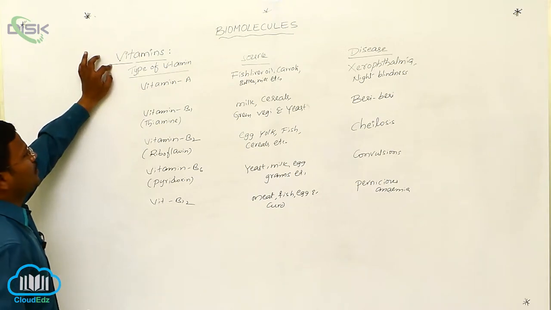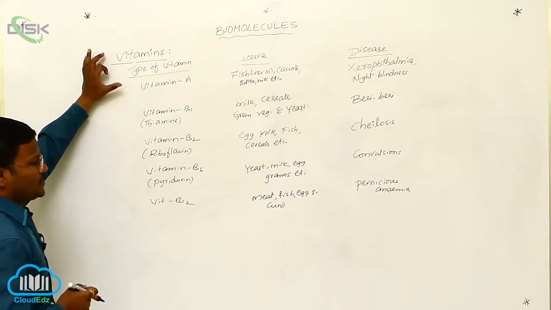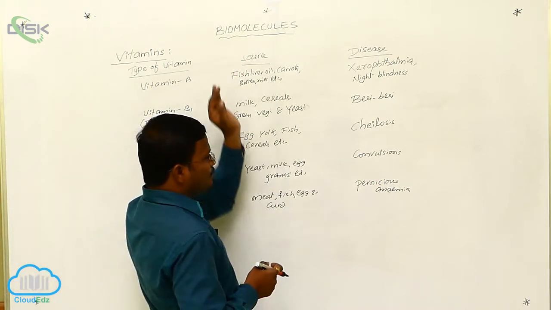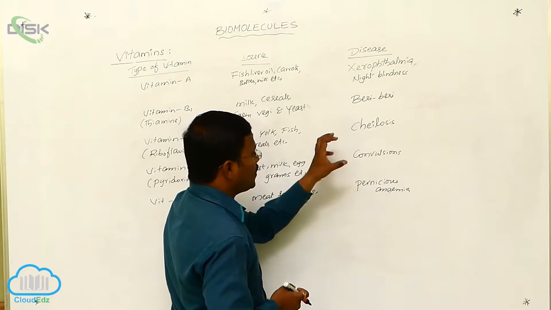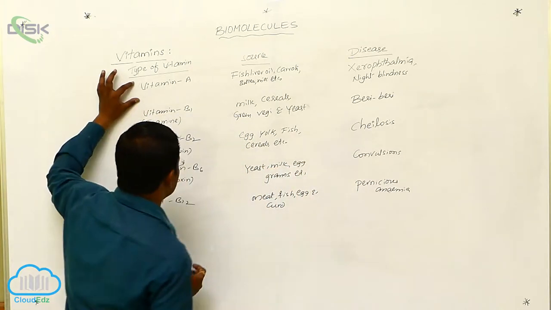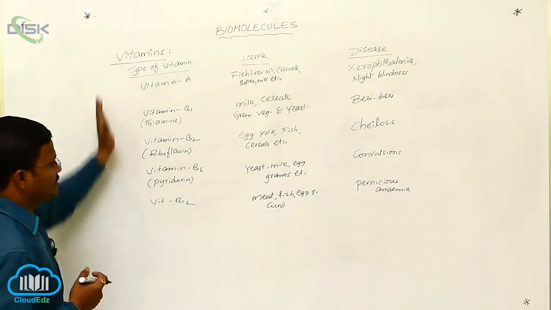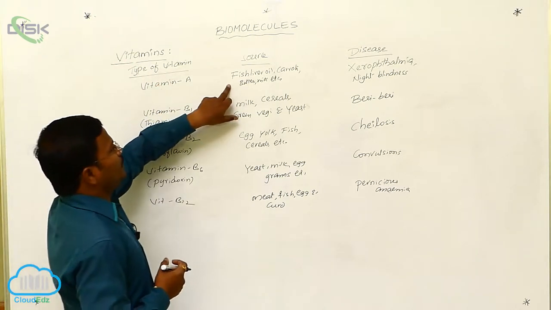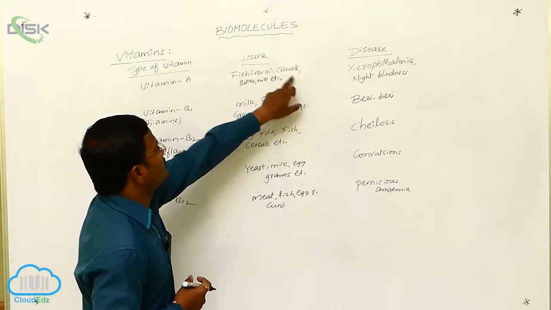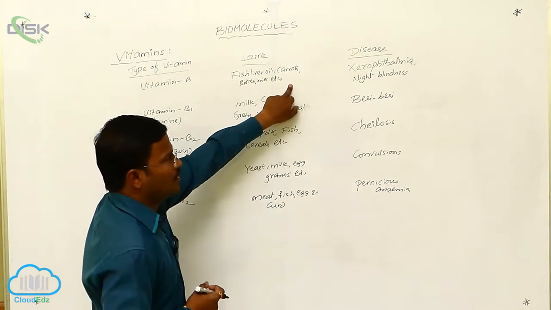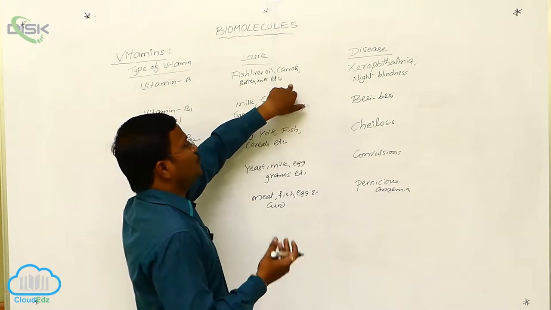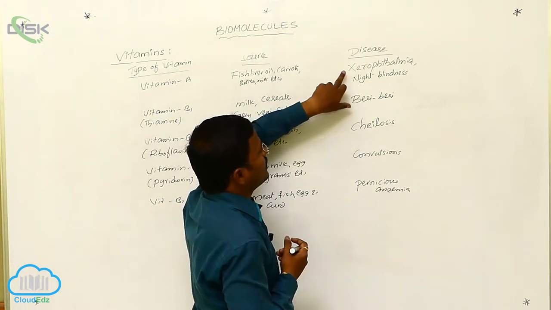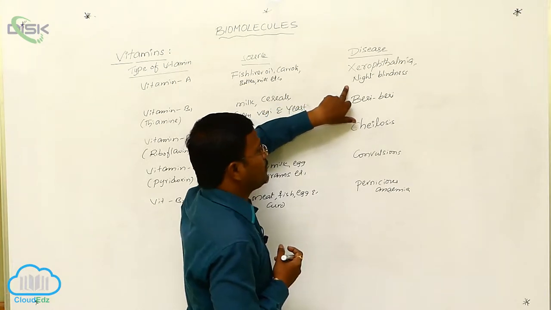Vitamins, the types of vitamins, their sources, and the expected diseases due to the deficiency of such vitamins in human beings are stated here. For example, vitamin A is available in fish liver oil, carrots, butter, milk, etc. The related diseases due to the inefficient quantity of vitamin A in human beings are xerophthalmia and night blindness.